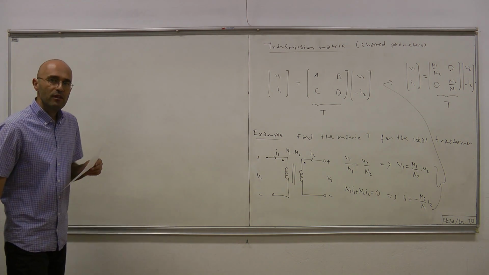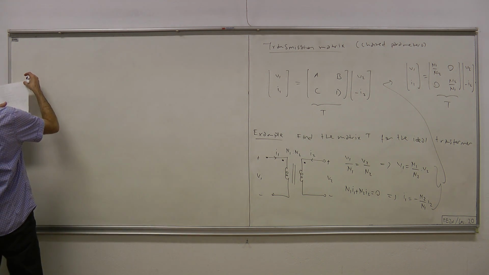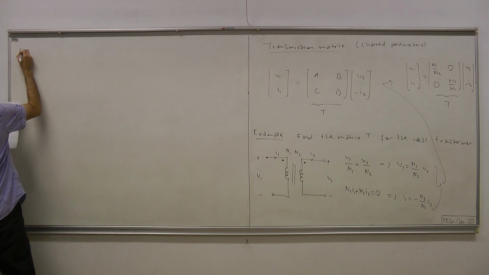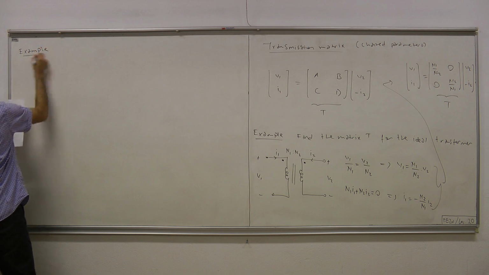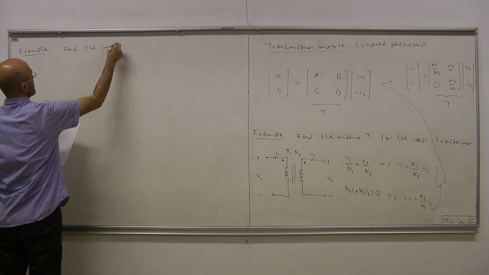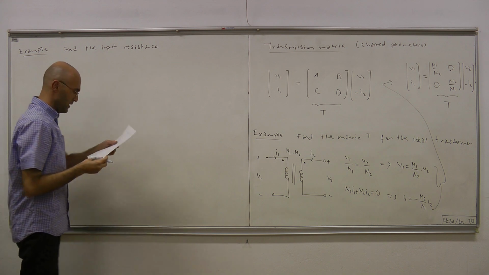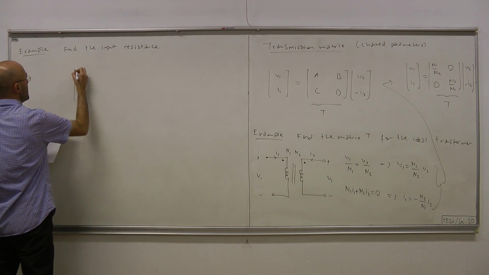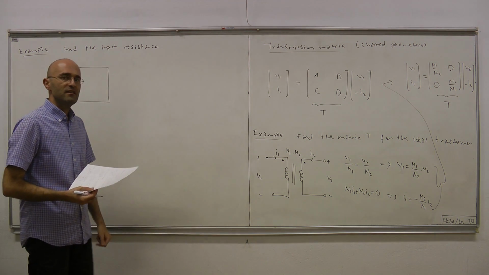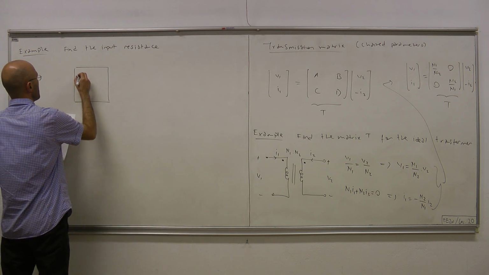Now let's have an example with hybrid representation. Excuse me, still we have another example with the transmission matrix. Example: find the input resistance for the following one-port. Now this one-port is such that it's obtained from a two-port by terminating the second port by an LTI resistor.